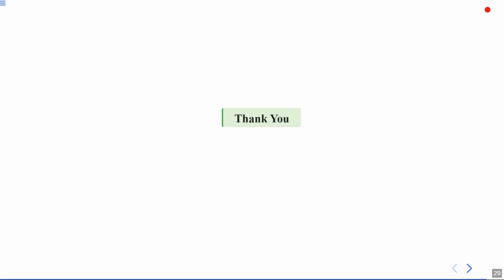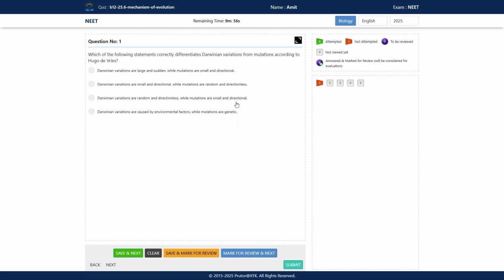Yes, so with this we have completed the theory. Now let's discuss some DPP related to these topics. So let's discuss the first question. Which of the following statements correctly differentiates Darwinian variations from mutations according to Hugo de Vries?